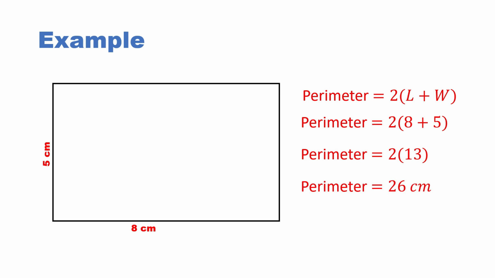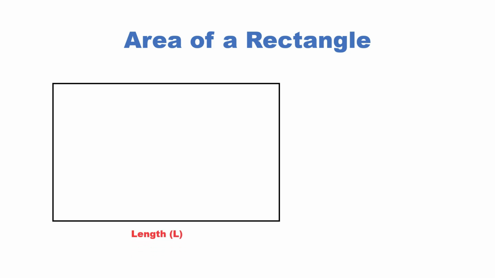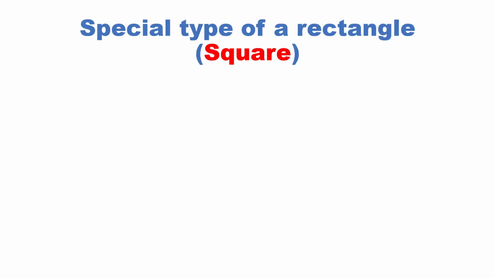While still on the rectangle, let us also calculate the area. If we have our same rectangle with length and width, therefore, the area is simply length times width. For example, using our same rectangle with length 8 centimeters and width 5 centimeters, we can calculate our area using the formula length times width, which is 8 centimeters times 5 centimeters, which will then give us 40 square centimeters. We also have a special type of rectangle, which is called a square.